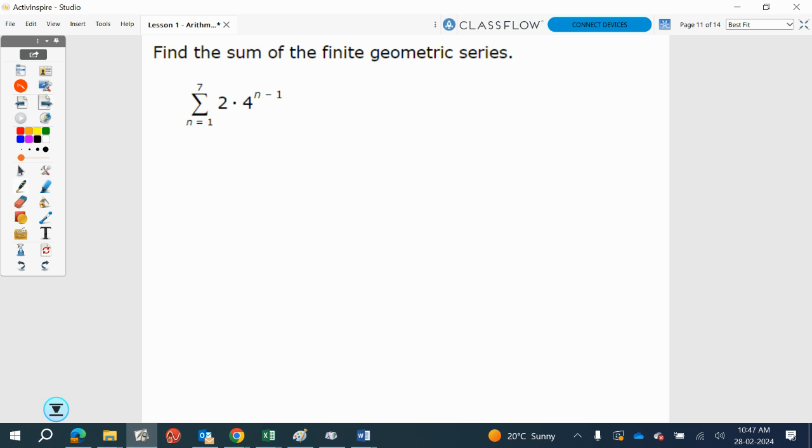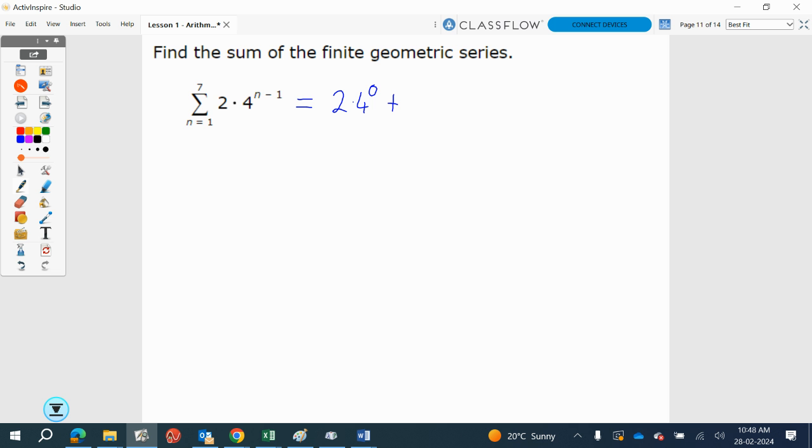I'm going to run through this one for you and show you. This is sigma notation. I'll show you how sigma notation works. To expand this, firstly, n will equal 1. We'll put that into the formula. We'll get 2 times 4 to the 0. And then we're summing it.